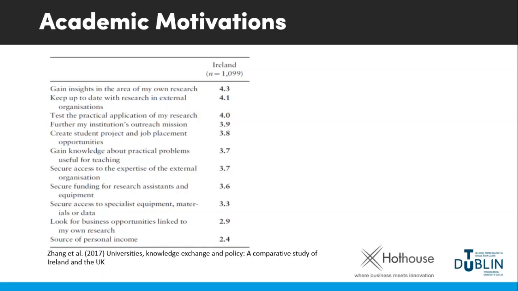And if you think about it, if your motivation is to gain insights in the area of your own research, you're going to be looking for industrial partners who are applying the type of research you're doing. And if you're looking for personal income, you're going to be much more market focused. You're going to be thinking about what companies could I collaborate with that could ultimately be a customer. So they're very, very different reasons for collaborating, and they will color what you do in the future with your collaborations.